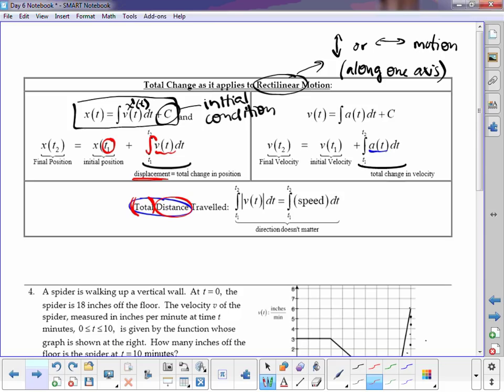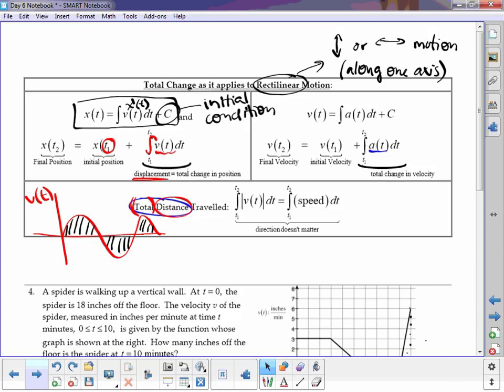Because again, if we think of, let's just pretend this is my velocity graph. If I were to just integrate it like normal, then these negatives are gonna cancel with some of my positives. And that gives me my displacement.